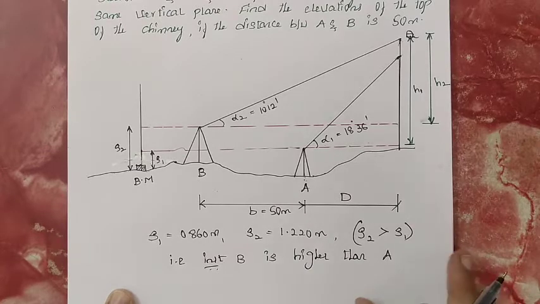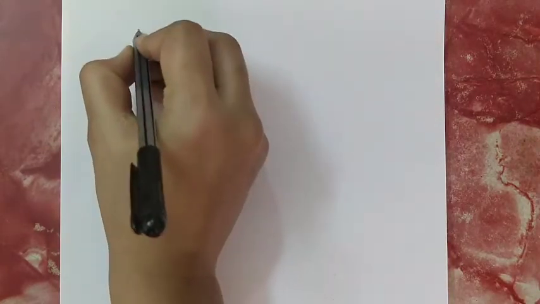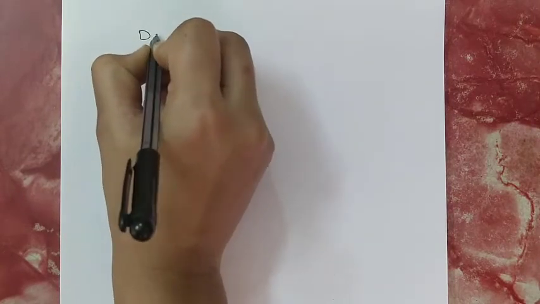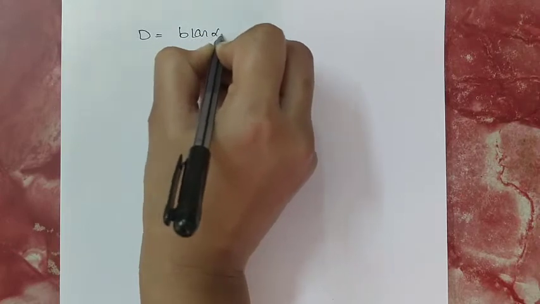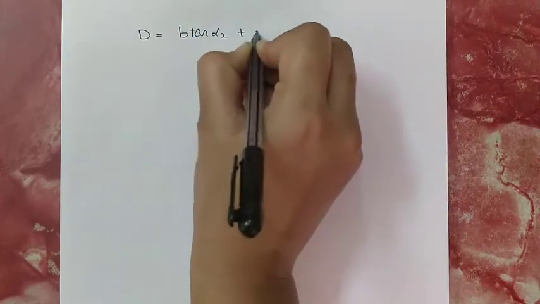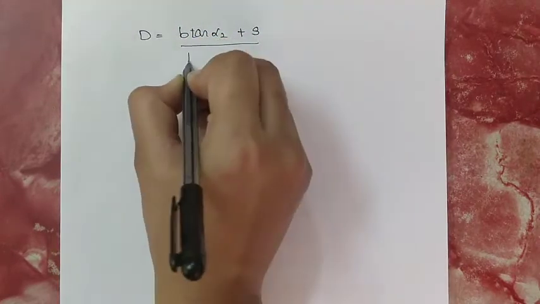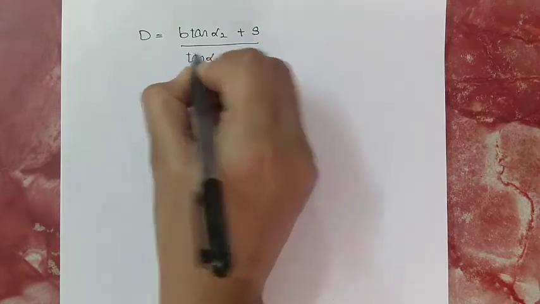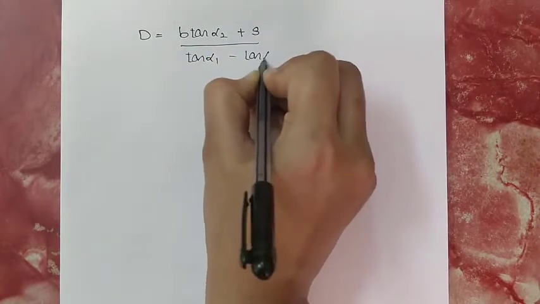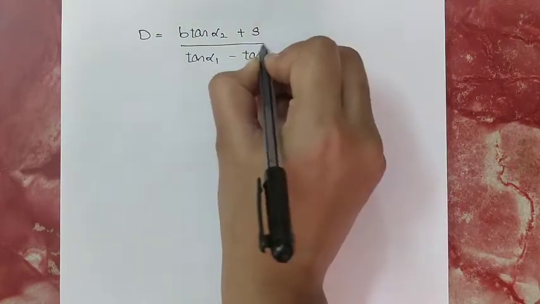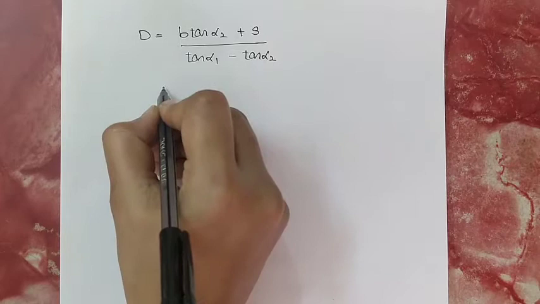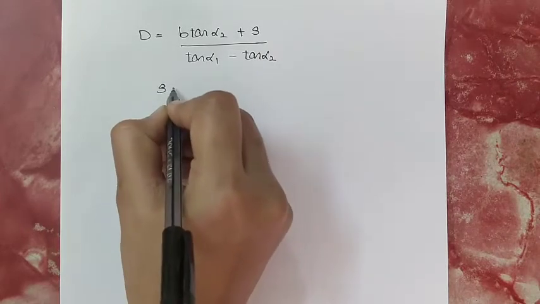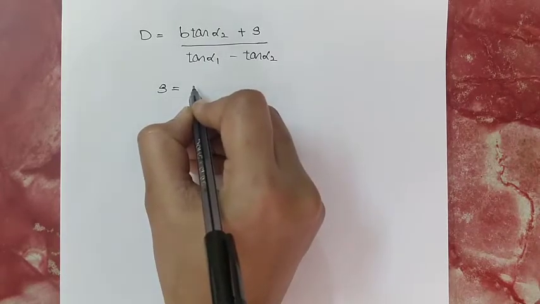Next you need to calculate the distance. The distance equation, when instrument B is higher than A, is given by D = (b tan alpha 2 + S) divided by (tan alpha 1 minus tan alpha 2). This is the equation. First you calculate the staff intercept. S equals what? Difference of the two staff readings.